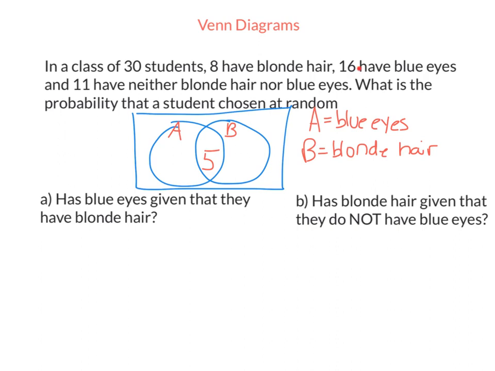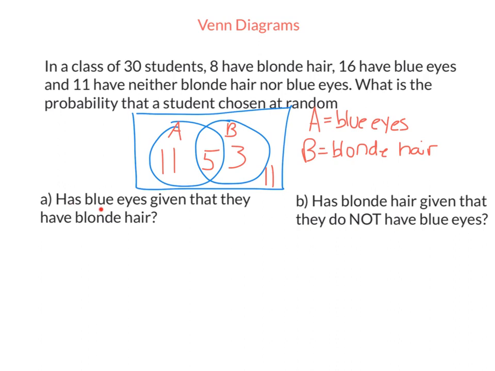So there were 16 people with blue eyes. So I need 16 in the blue eye circle. I've already got 5, so there will be another 11 in the blue eye circle. And in the blonde hair circle, there are 5 already, so I need 3 more for the blonde hair circle. And then the 11 that are neither go outside both circles. And you can see 11 plus 5 plus 3 plus 11 is equal to 30.